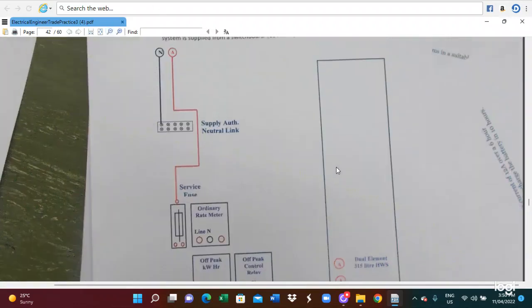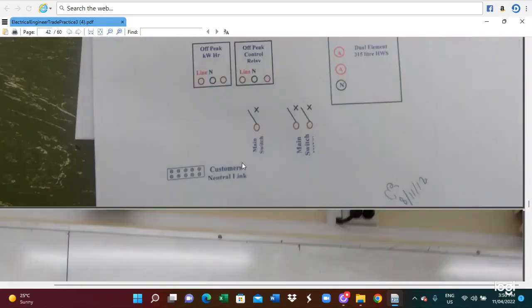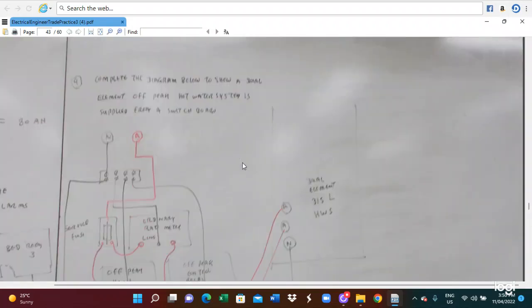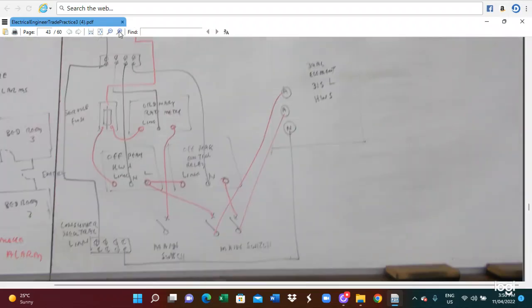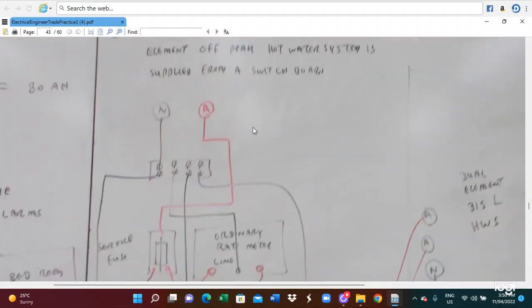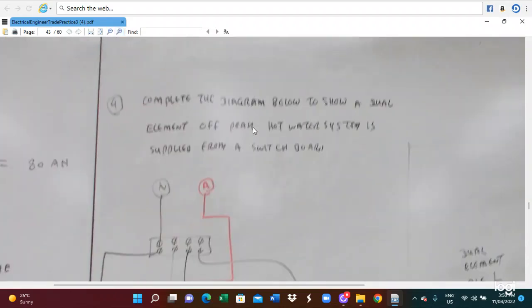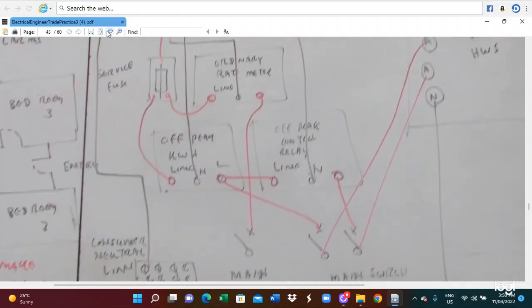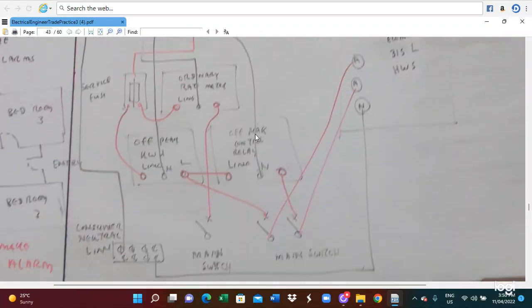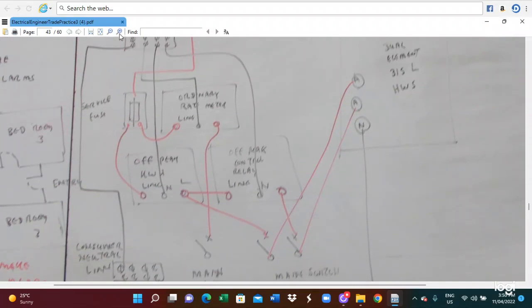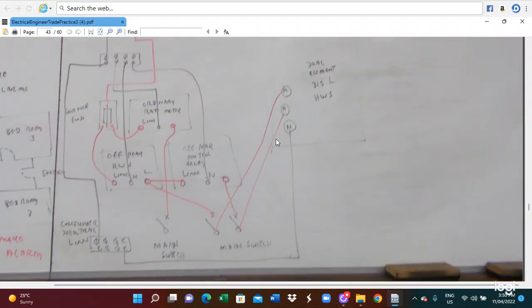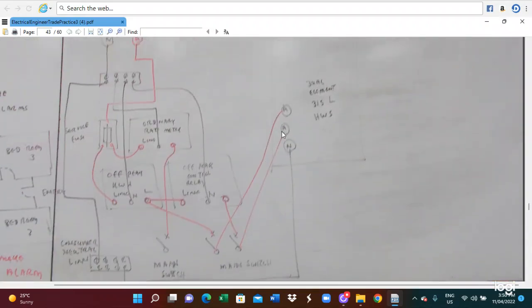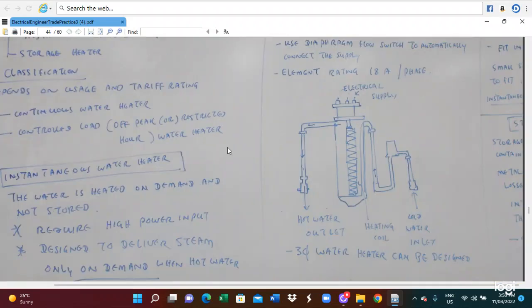So this is the connection of the supply and neutral link. This is the connection of the circuit breaker and the dual element water heater system. This connection shows the dual element water heater system.